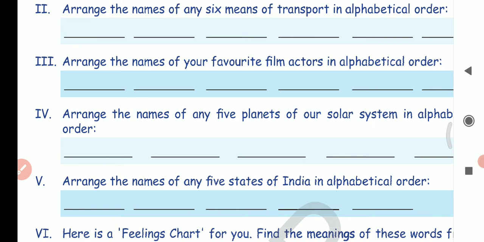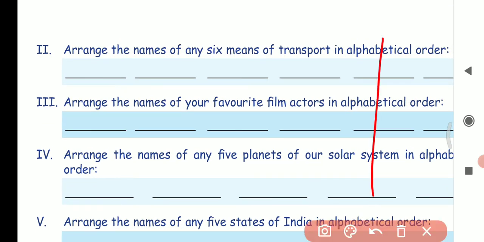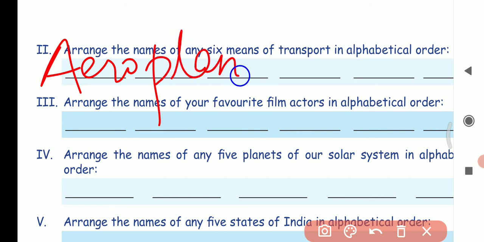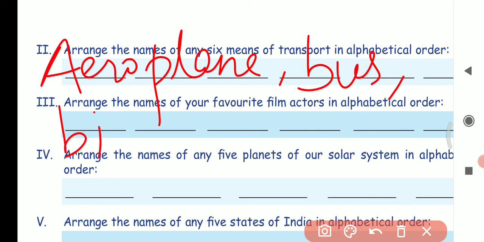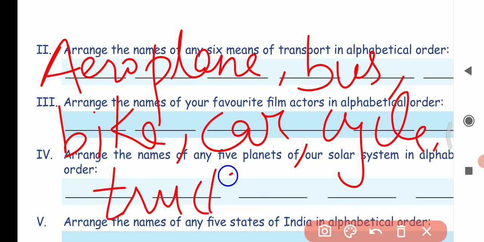Like you can write aeroplane. Then you can write bus. Then you can write bike. Then it can be car, cycle, truck. This way you can write. You can write whatever you feel like. On your own also you can write.